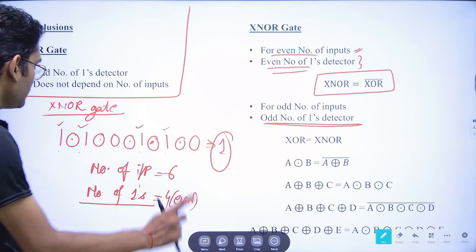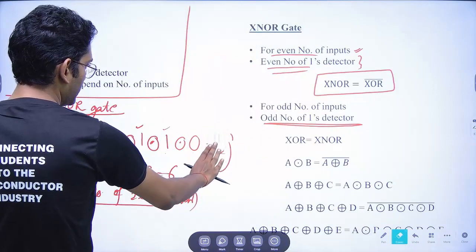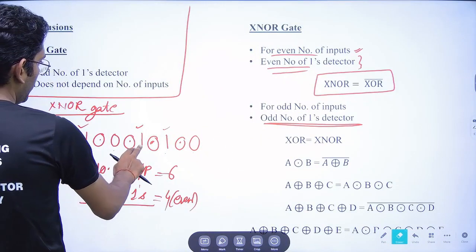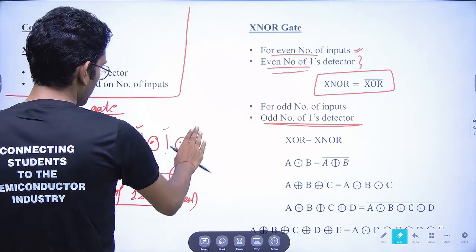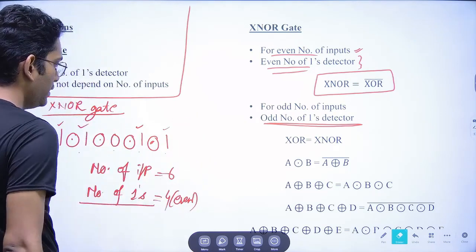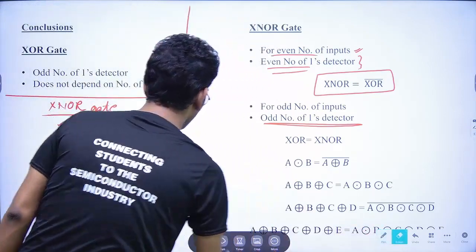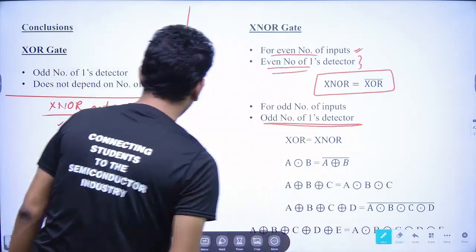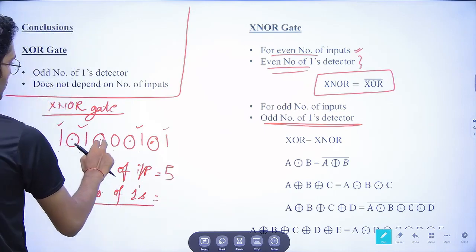Fine. Now I am just making some changes. So 1 2 3 4, 1 2 3 4 5. Okay, so now let us make the number of inputs 5. In this case the number of inputs is 5. Okay, 1 2 3 4 5 inputs.